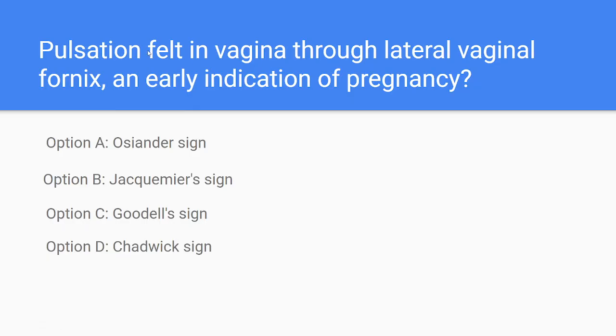Did any of you hear about this pulsation in the vagina which will be felt at the lateral vaginal fornix? First of all, we will see the answer here, and later we will go for explanation regarding all the signs, what are the presumptive signs, what are the probable signs. So we will see in detail. So here the answer is Osiander sign. The pulsation felt at the vagina through the lateral fornix is called Osiander sign.